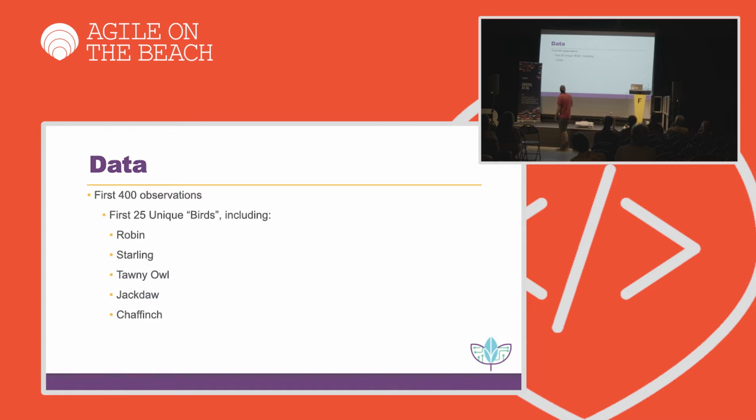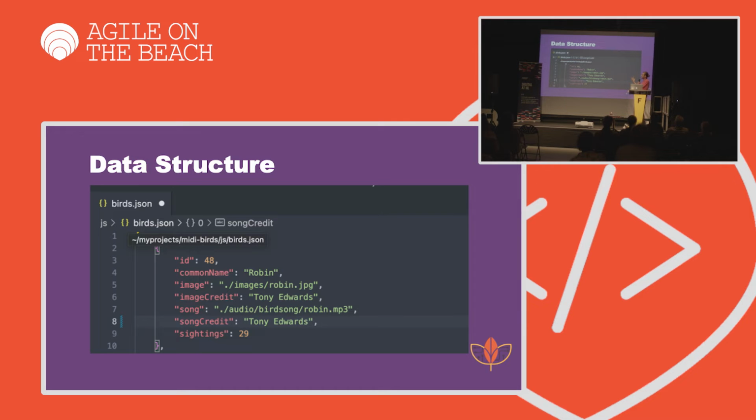What else was there? Oh, we found some robins, we found some starlings, we had some tawny owls, we have some jackdaws, and some chaffinches. Pretty common birds, and ones that you're probably familiar with. And this is the data set that we build up.